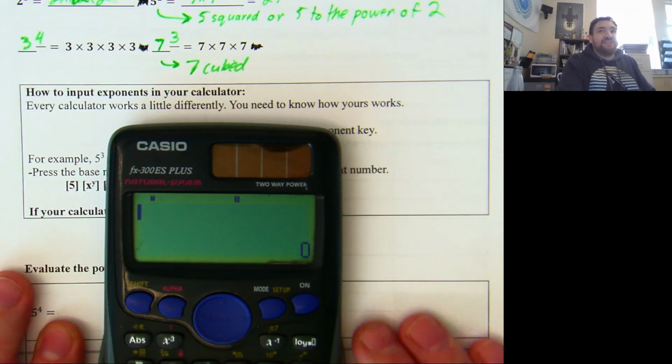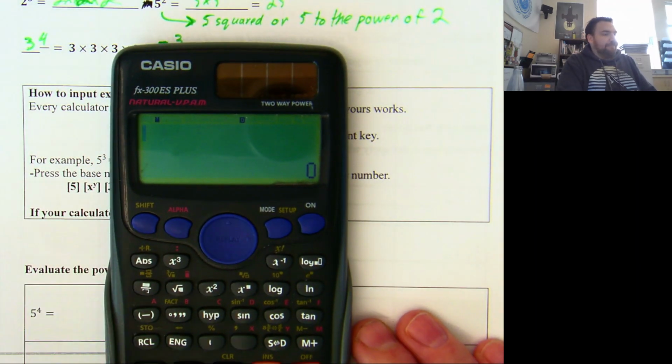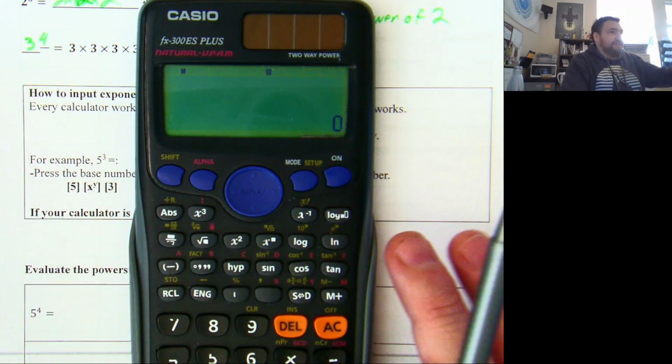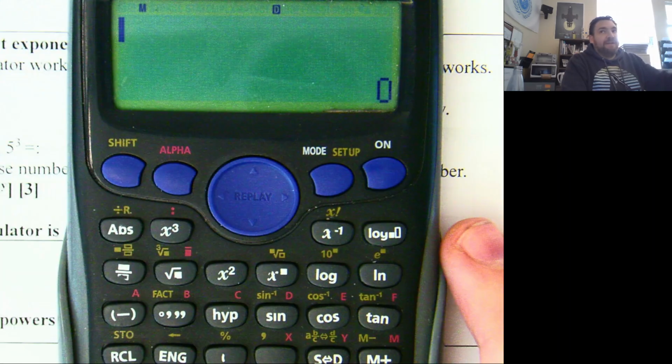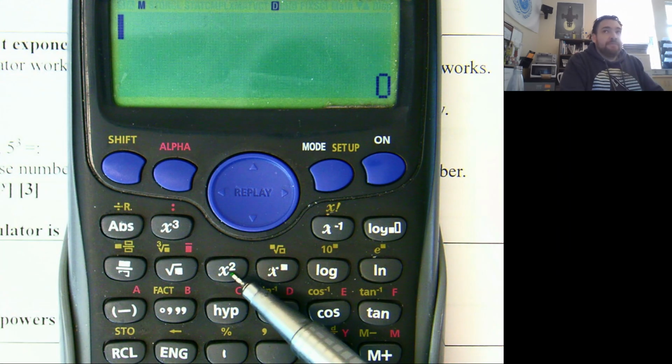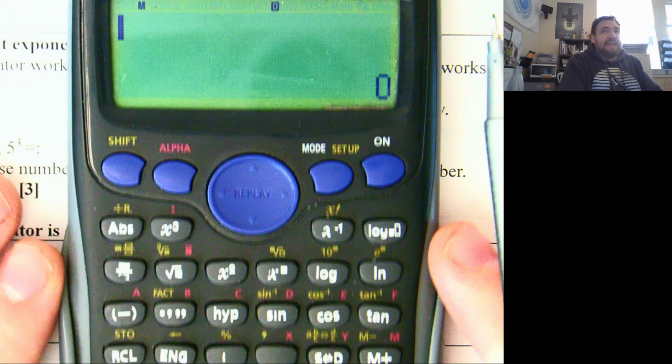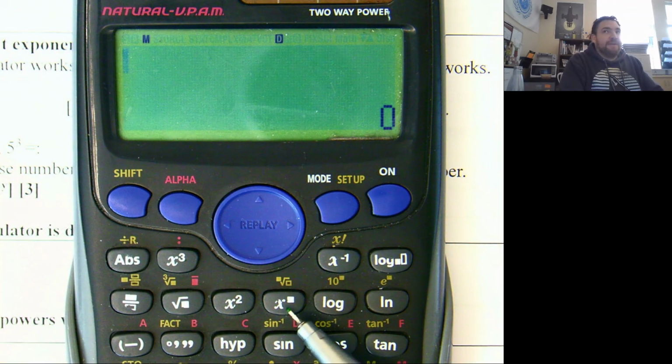Hands up if you have a Casio in front of you. Okay, so Casios have 3 buttons for doing this. They have a squared button for squaring things. They have a cube button for cubing things. But then they have a box button. This is the button here I want you guys to get comfortable with. X to the power of box. Here's how you use it.